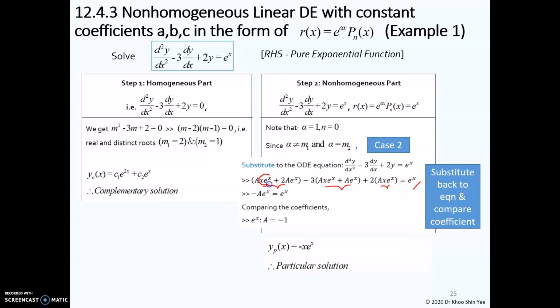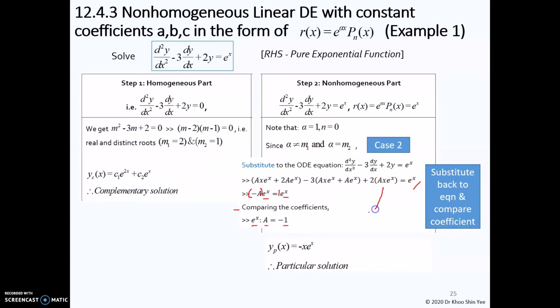So you collect the term for xex here, where a minus 3a plus 2a give you 0. So these three terms can be cancelled. Then you continue to collect the term for aex. 2 minus with 3, you shall obtain negative aex. Then you can continue to compare the coefficient for the exponential x. So when you compare the coefficient, on your left hand side you have negative a, on your right hand side you have 1. So rearrange it, you obtain a is equal to negative 1.